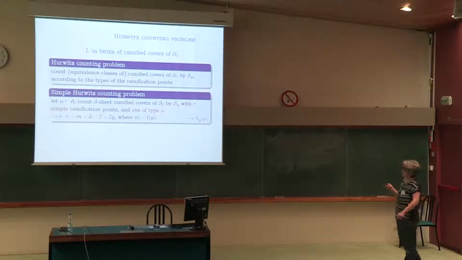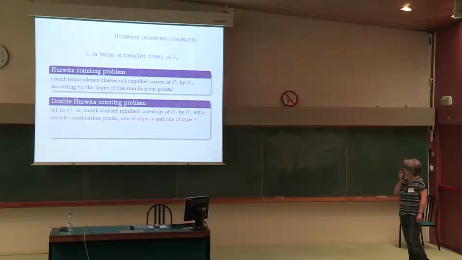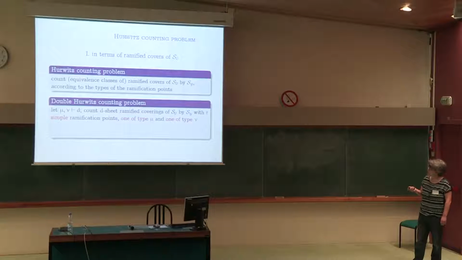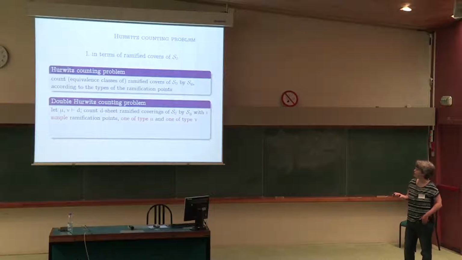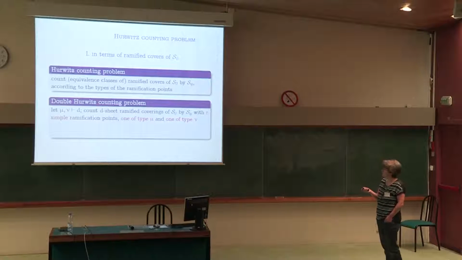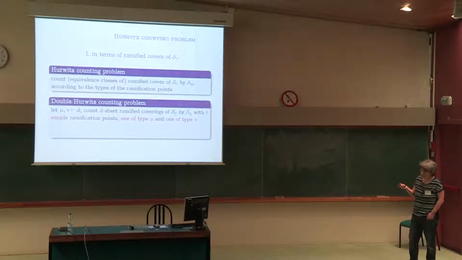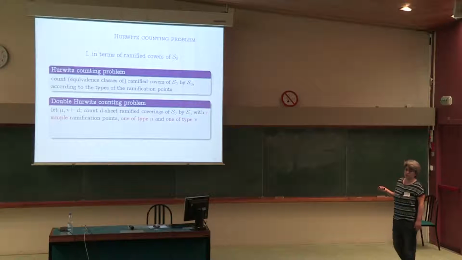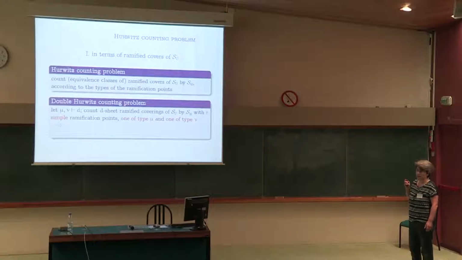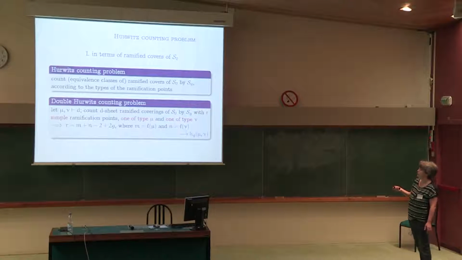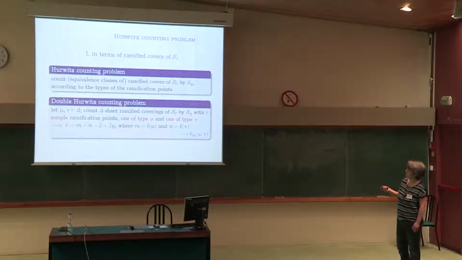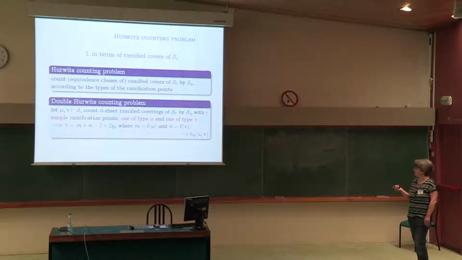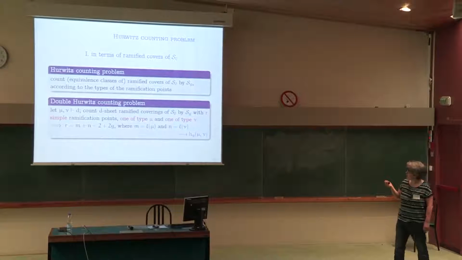It can be a little generalized, to the double Hurwitz counting problem. This time we pick two partitions, mu and nu. We want two special ramification points, one of type mu and one of type nu. The other ones still have to be simple. Again, we have a relation between the number of simple ramification points and the length of the partitions and the genus of the surface. So I will denote this with a small h, g, mu, nu.